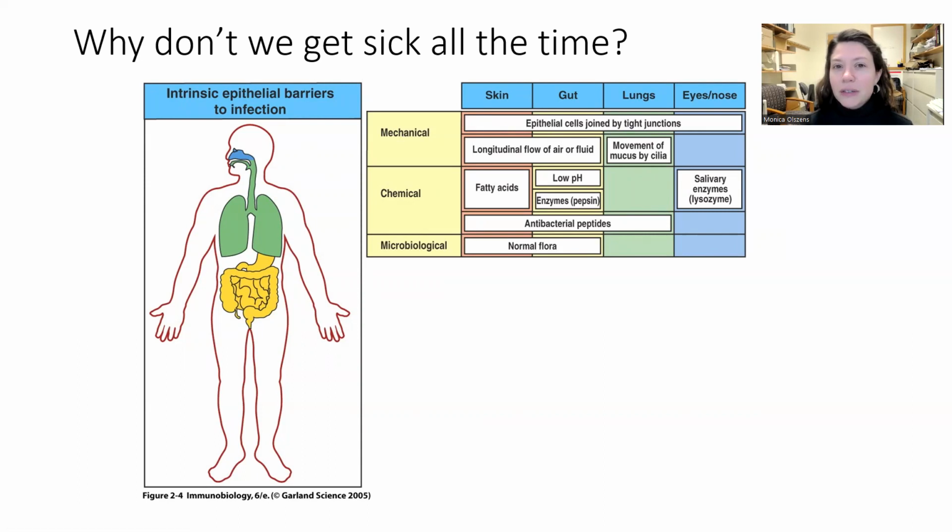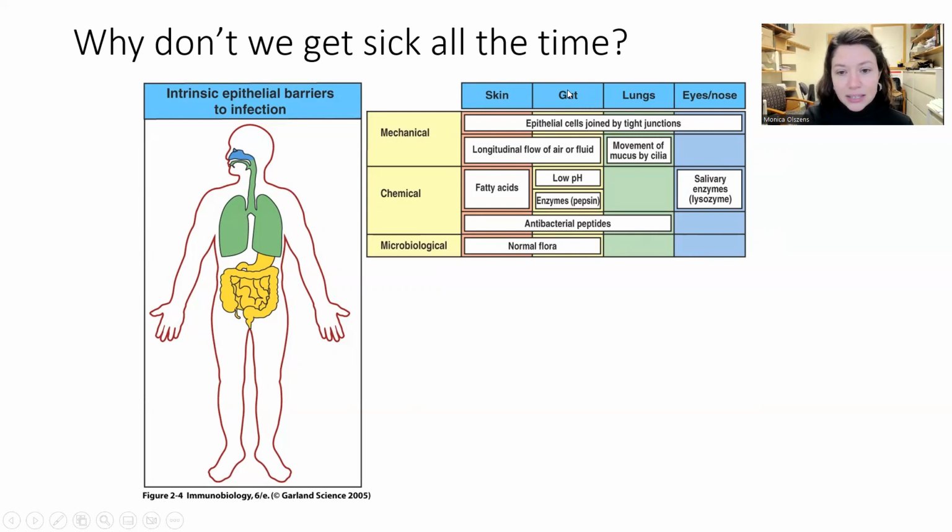Tight junctions are like, I don't know, I would almost say like screws in a piece of wood. The more there are, the more tightly connected the cells will be. And the whole point in having tight junctions in your skin is to prevent viruses and bacteria and fungi from accessing your bloodstream. All right.